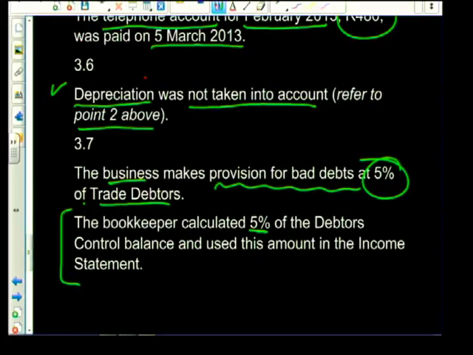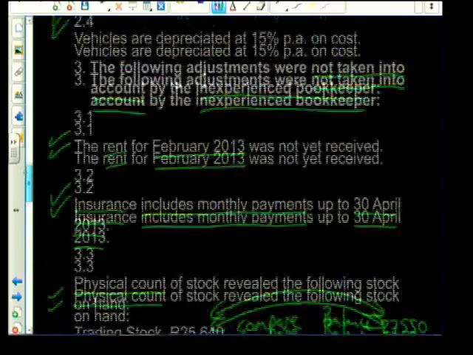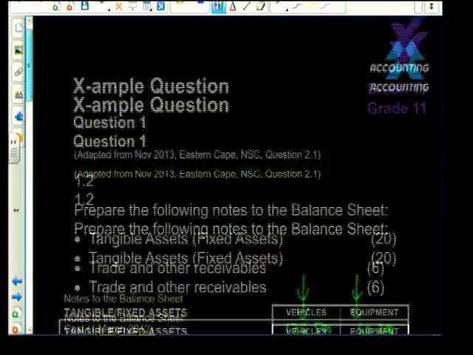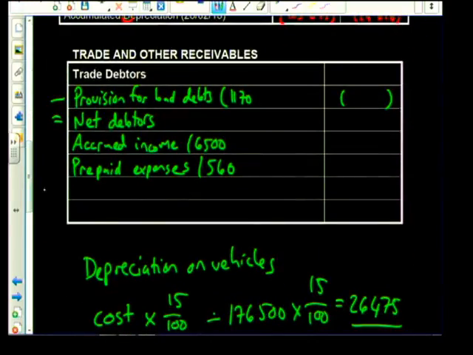So what she did, she calculated the debtors control balance and she used the amount that she calculated in the income statement. So remember, we had a provision for bad debts over here which we took out, this 1170. That is the number that she used, and we've been told that that is 5% of our debtors, so we've been told that that figure is correct. So if we go back here to our note on trade and other receivables, that is the figure that we should have. This 1170 should appear here, and we've been told that this is 5% of debtors.